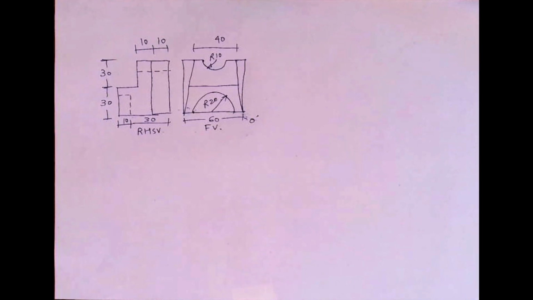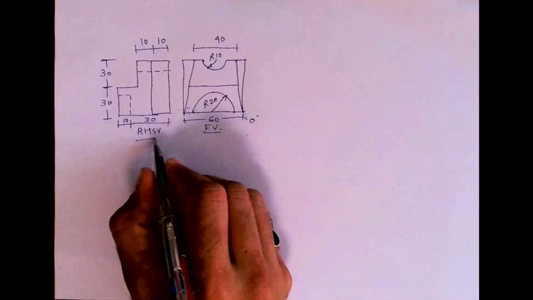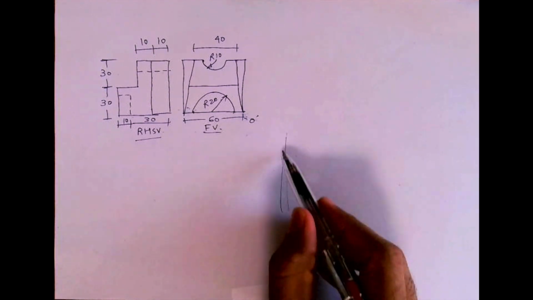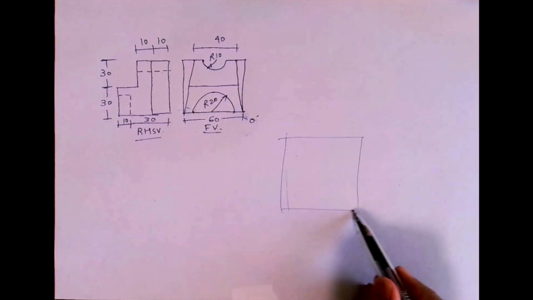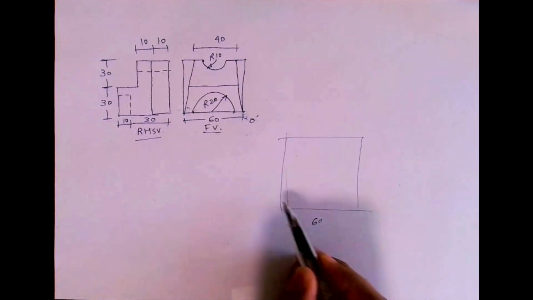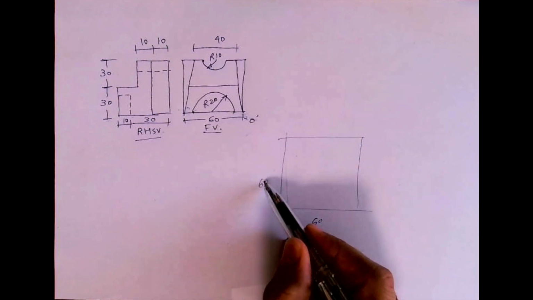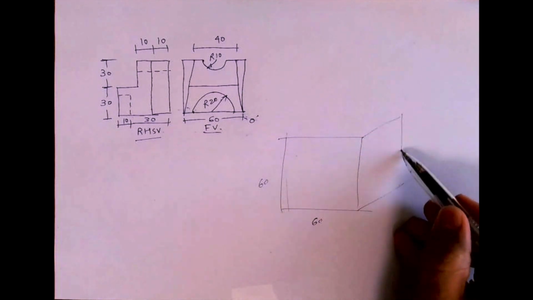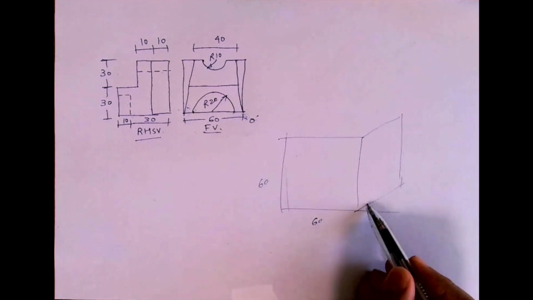Welcome to Technical Drawing. Today we are going to see this sum in oblique. So we have front view and right hand side view. So what we'll do, length is 60 and height is also 60. So first I will draw a square of 60 by 60. Origin will be here and 45 degree I will take it on the right hand side.